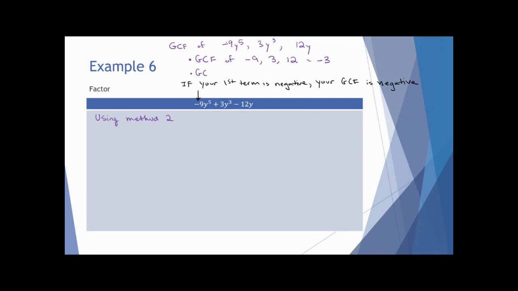And then you're looking at your variables. We have y to the 5th, y to the 3rd, and y. So having no exponent at all means it's smaller, so our GCF is going to be a y. So step 1, the GCF is equal to negative 3y. I have to have that negative because my very first term is negative.